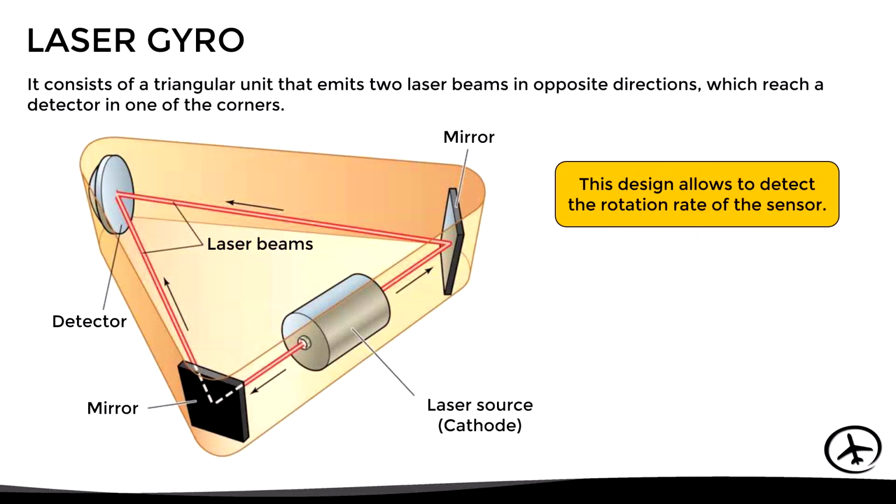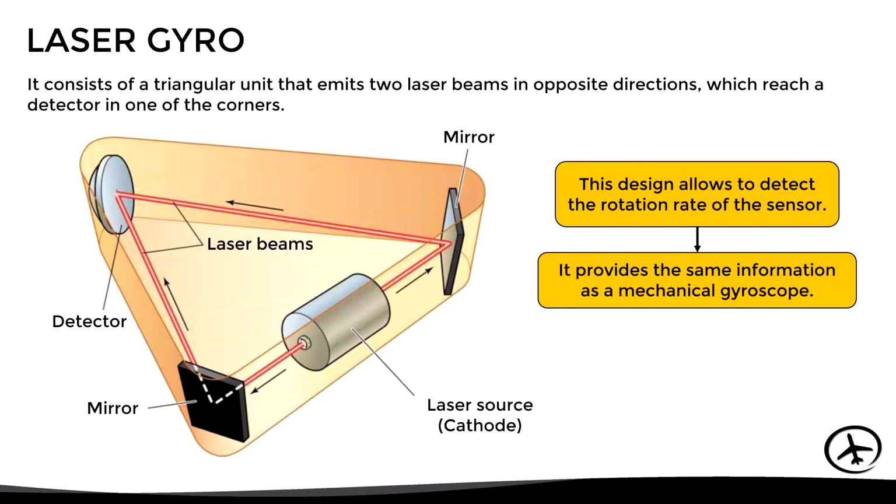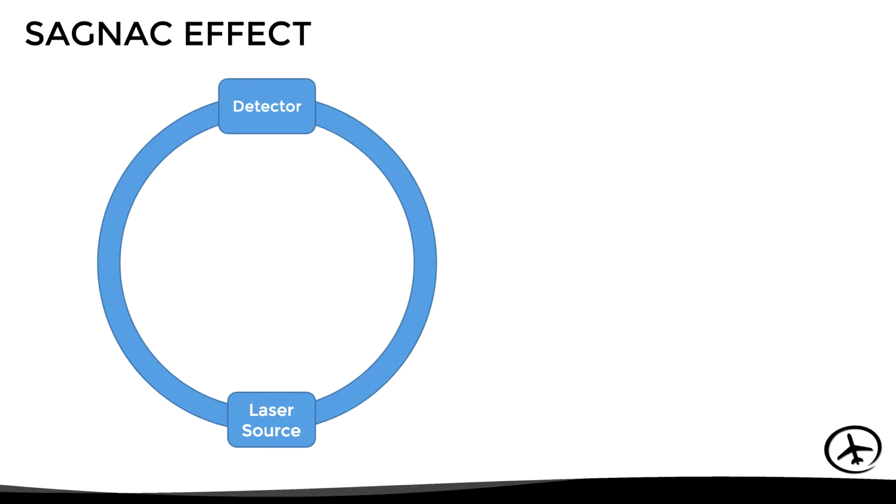This means that in general terms, it provides the same information as a mechanical gyroscope, without the need for moving parts. Now, the principle used to determine the sensor rotation rate is known as the Sagnac effect. To understand what the Sagnac effect is, let's look at the following example. Here we have a ring with a laser source at the bottom, and a detector at the top.